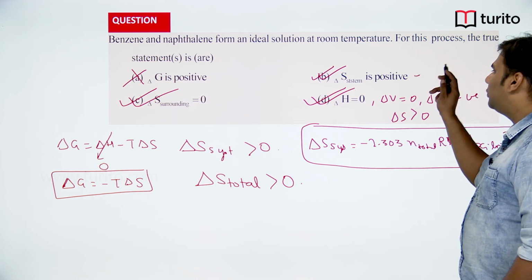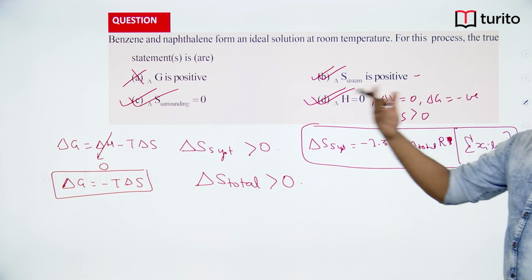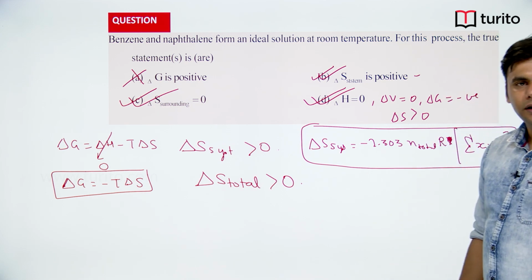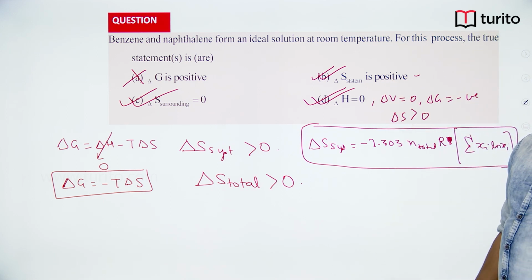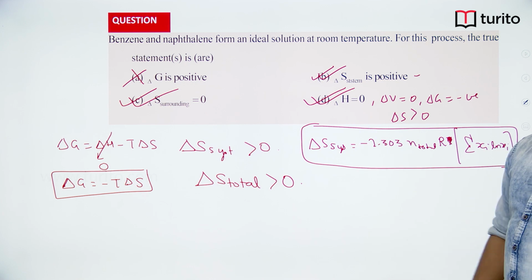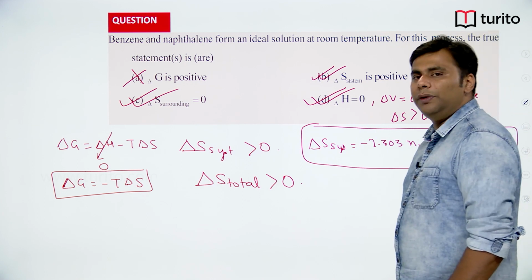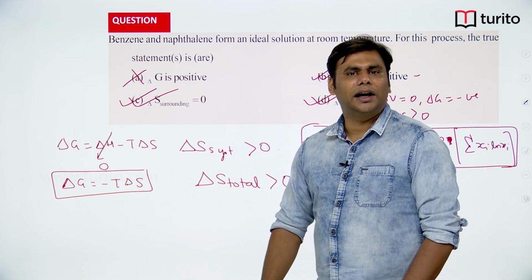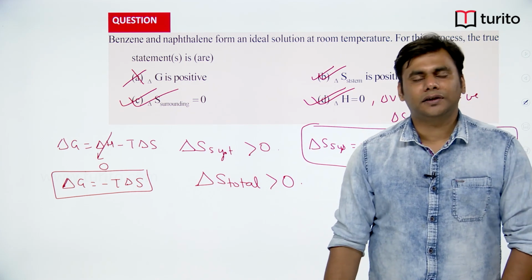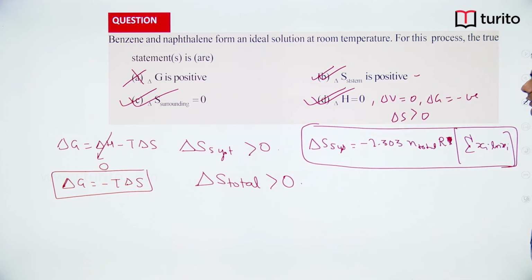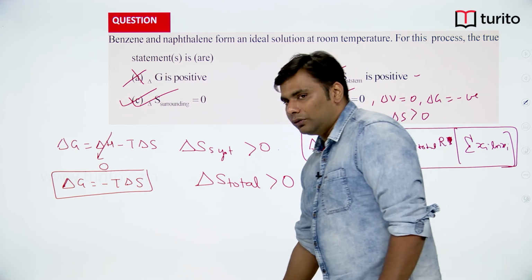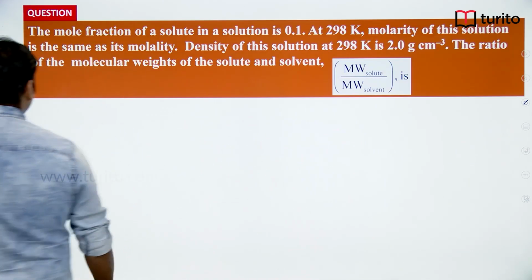Because delta H was 0, no heat has been exchanged with the surrounding, so there won't be any change in the temperature of the surrounding. The surrounding would be at the same entropy as before, so delta S surrounding would be 0. So the answer of this would be B, C, D. Hope this is clear to you.